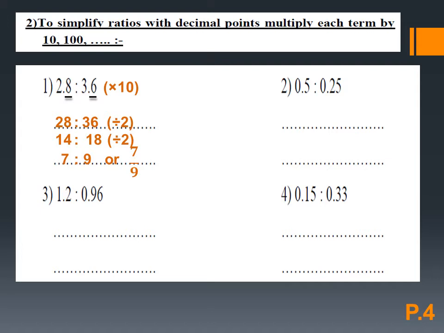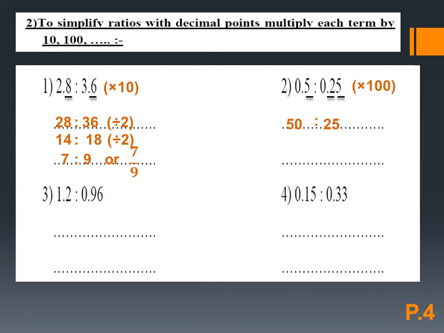0.5 to 0.25. Check how many decimal places we have in each term. In the first one we have one decimal place, and in the second term we have two decimal places. We multiply according to the one with more decimal places. Multiply here by 100. 0.5 times 100 equals 50. 0.25 times 100 equals 25. Now we get the ratio between whole numbers. Start to simplify the ratio.